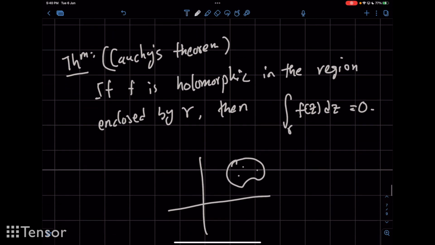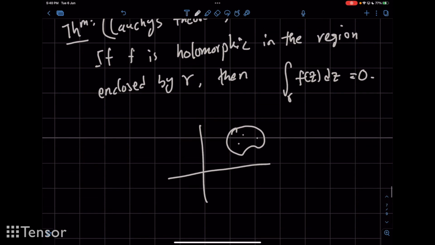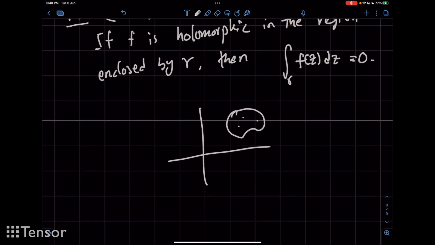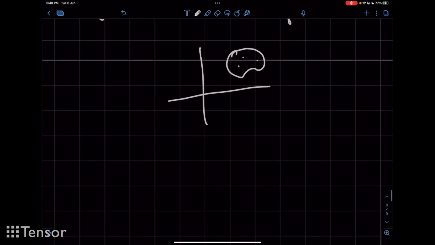Okay, so I forgot to mention an inequality about the integrals. Let's say the ML inequality. This is not related to machine learning, by the way.